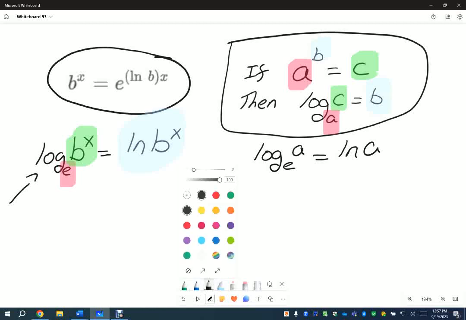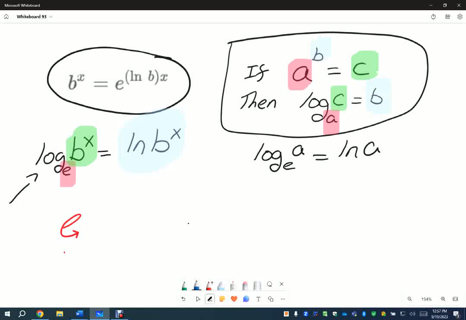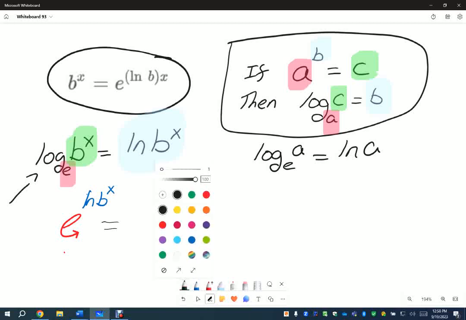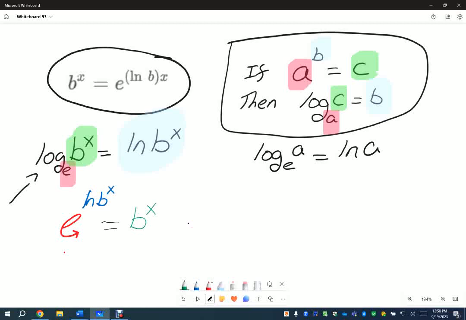So what I should have now is, let's color code that, e to the, let's see, this part here, ln of b to the x. And that's going to equal, keep that, the green component, which is b to the x. And again, all I did was focus on this logarithm and took it out of logarithmic form.